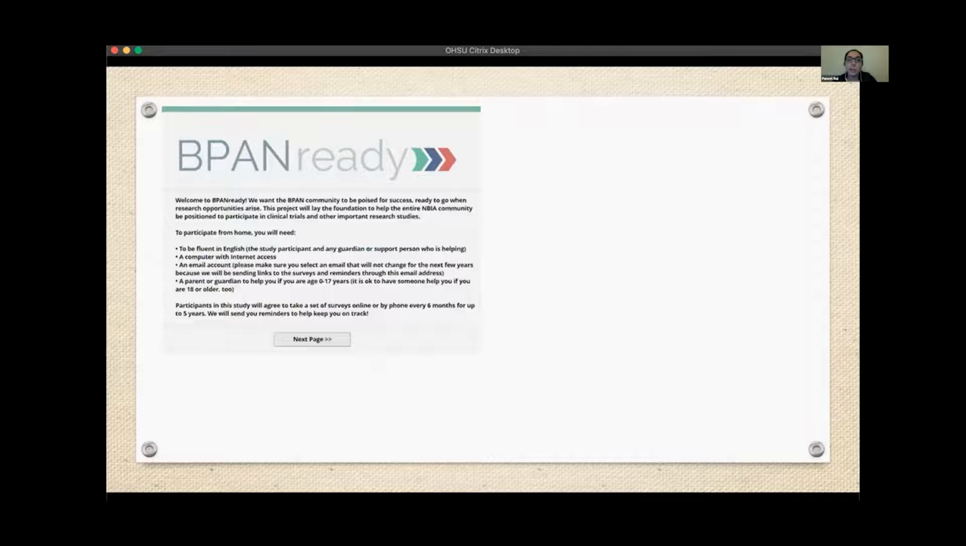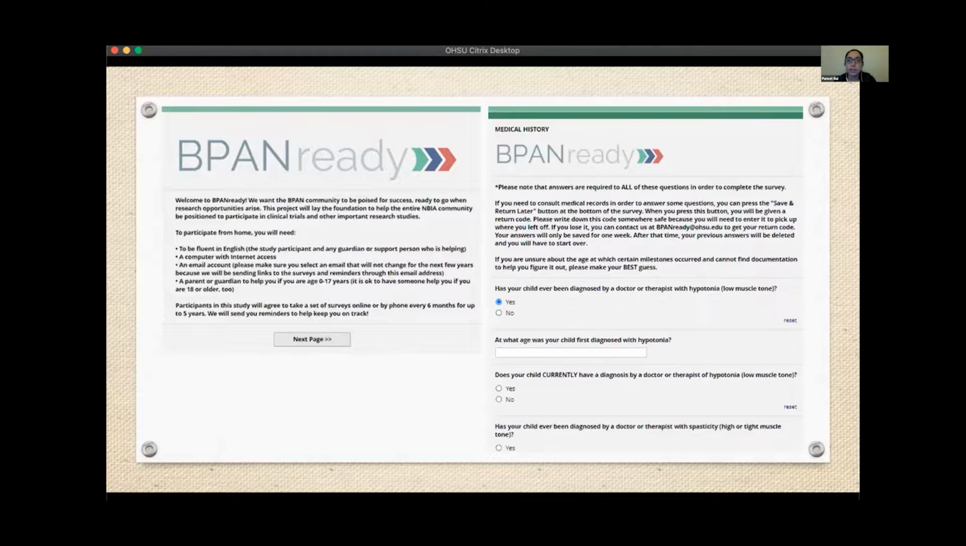So here are some screenshots of the study and what it looks like. The first is just the welcome page and has some of the requirements that they need to participate. And here's an example of some of the disease milestone questions. We do have it set up so there's a lot of branching, so depending on what questions they answer yes or no to, certain questions appear or disappear.